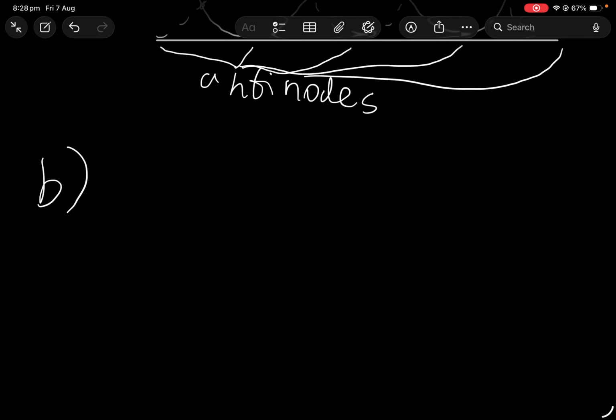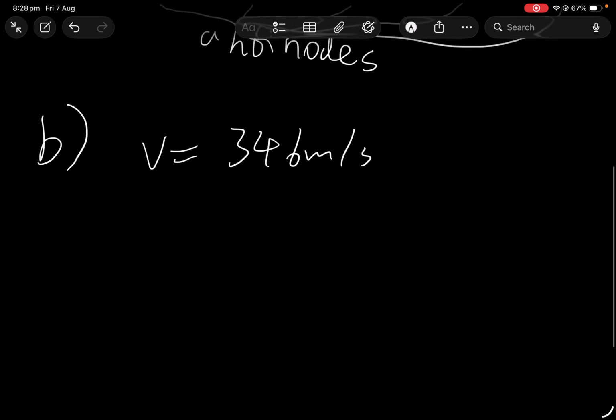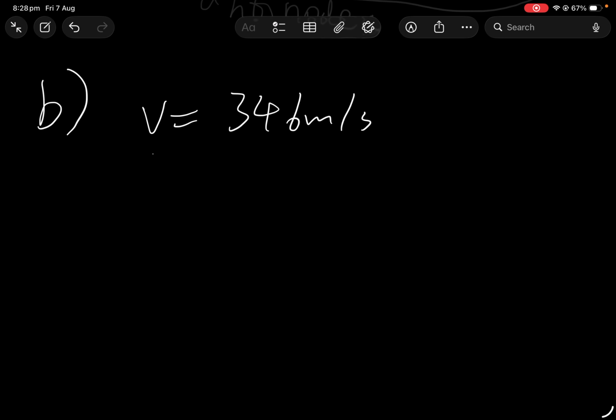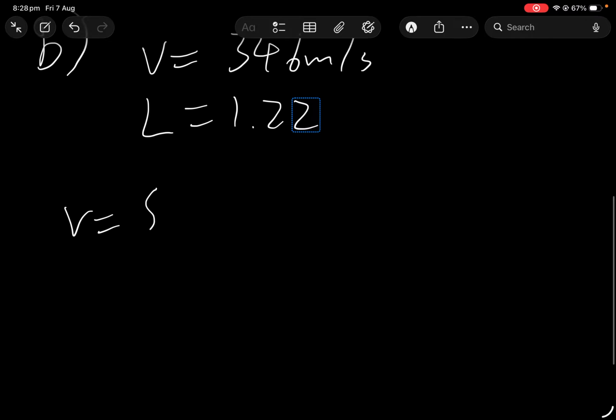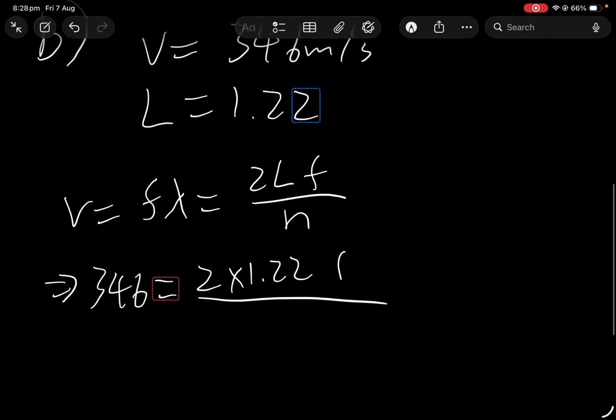For part B, it says one of the longer pipes is 1.22 meters long. Calculate the frequency of the lowest note produced by the pipe when the air temperature is 25 degrees. From the formula sheet, we know that air velocity will just be 346 meters per second at 25 degrees. The length is 1.22. We want to find the frequency because we know that V equals f lambda, and because open pipe lambda is 2L over n, that can lead to the equation that 346 equals 2 times 1.22 times f over n.